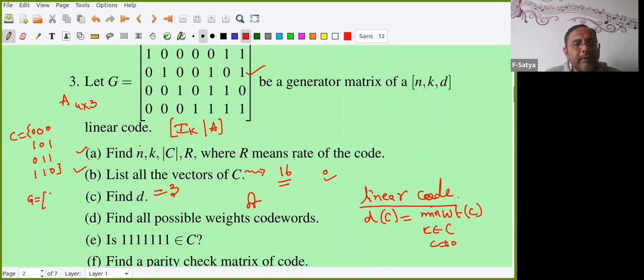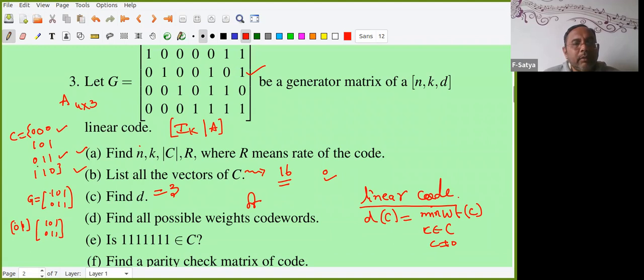What is the generator matrix? So 1, 0, 1, 0, 1, 1. Okay. So you multiply 0, 0 to this, I'll get the first vector. If I multiply 0, 1, I'll get this vector. If I multiply 1, 0, I'll get this vector. If I multiply 1, 1, I'll get the last vector, right? Like that you can work out. It is a linear code.